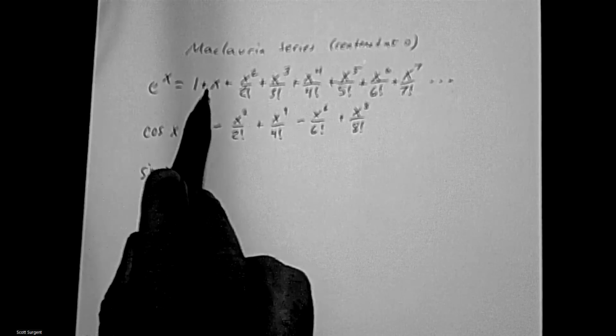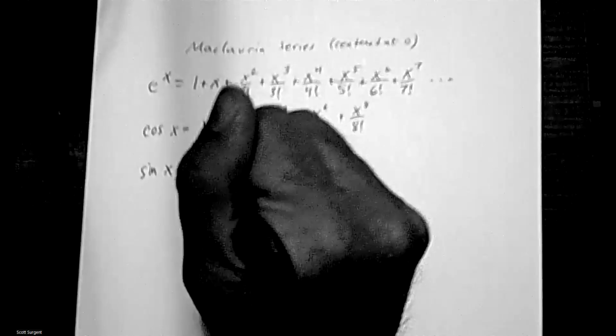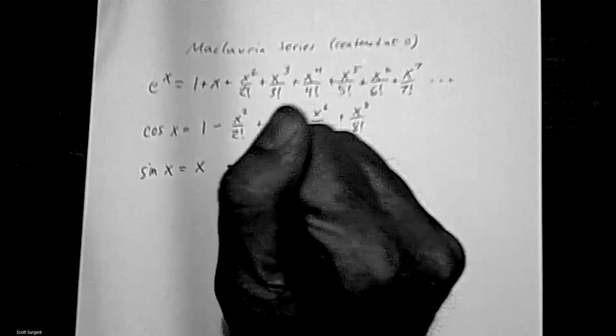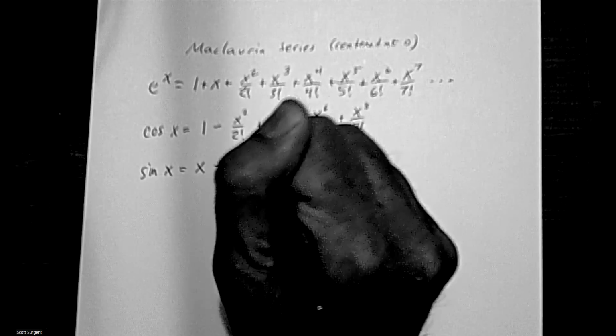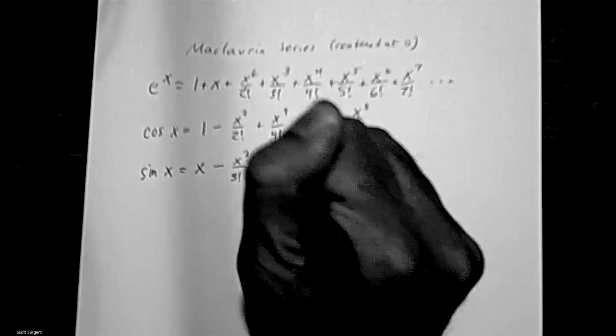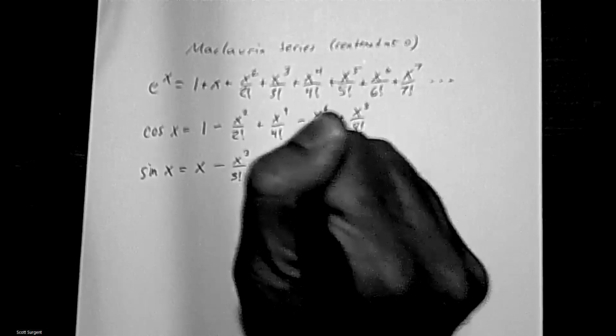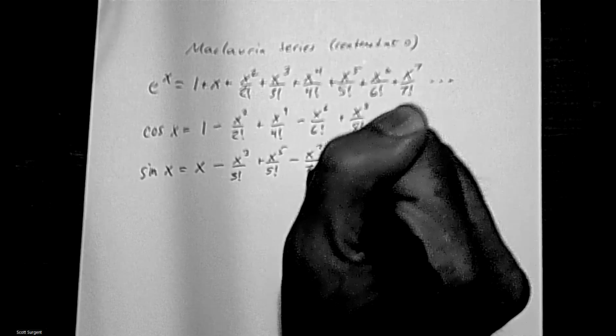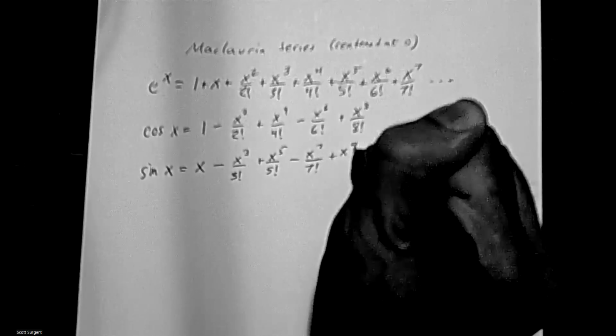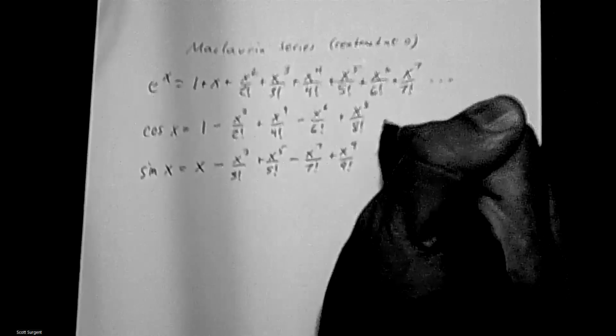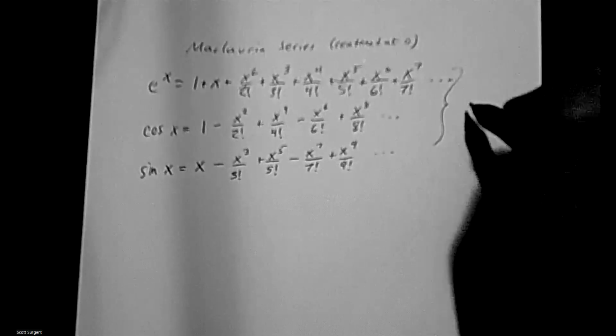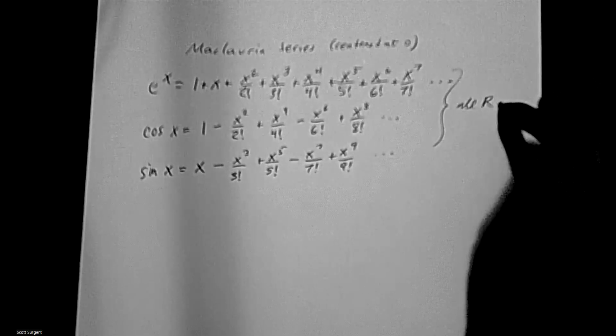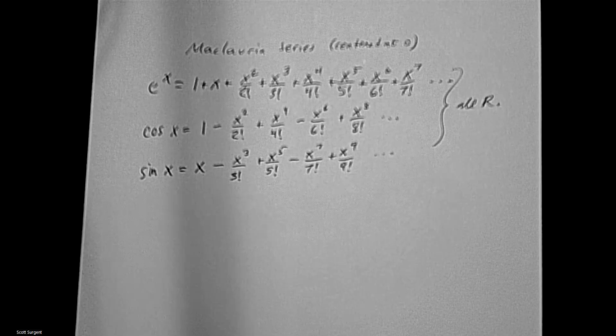alternates, and it's the odds for sine. It'll be x minus x cubed over 3 factorial plus x to the 5 over 5 factorial, take away x to the 7 over 7 factorial plus x to the 9 over 9 factorial, and so on. These are actually all true for all x in the reals.